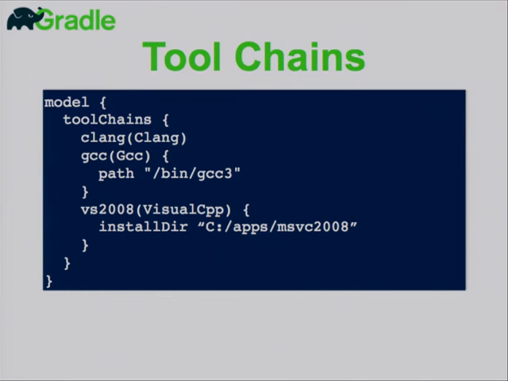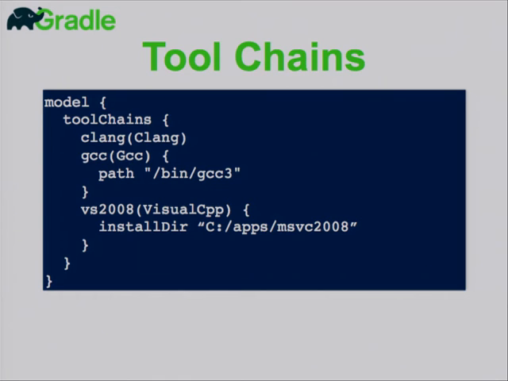And so the platforms are fairly tightly tied to toolchains. And Gradle has, I talked about GCC, Clang, and Visual C++ as the built-in toolchains. What this is demonstrating is configuring those toolchains. So they're available by default. But if you need to tell Gradle, I need to use GCC from this path, or my Visual C++ is in a different directory, you can basically configure the set of toolchains that you want to use.